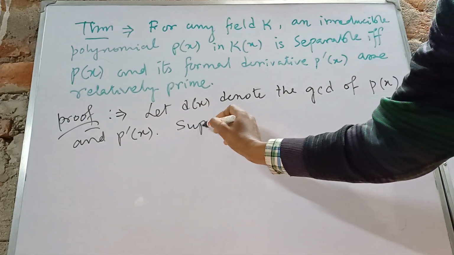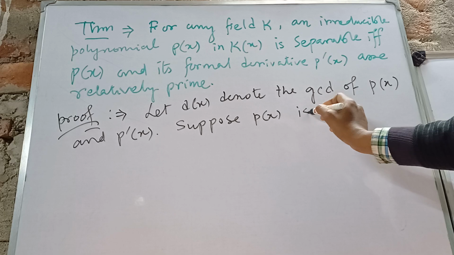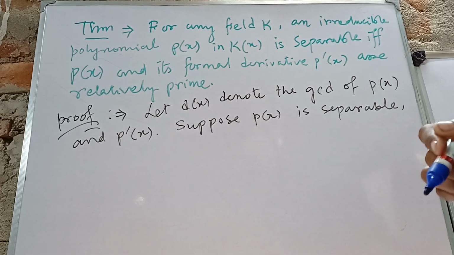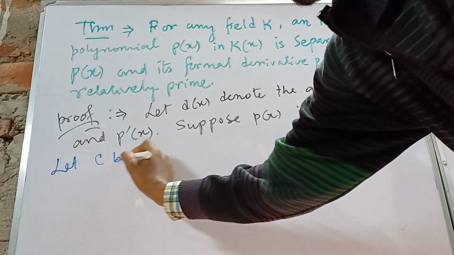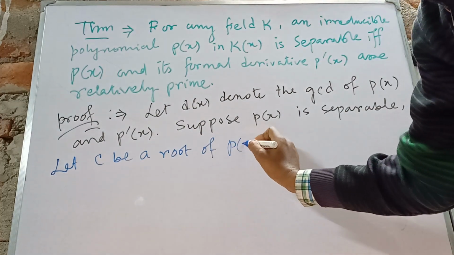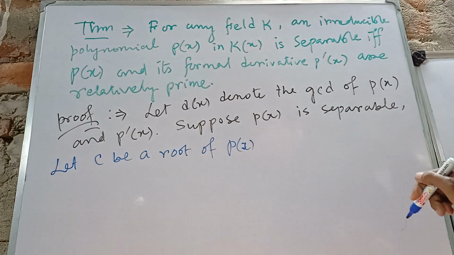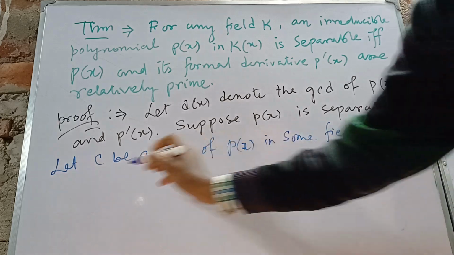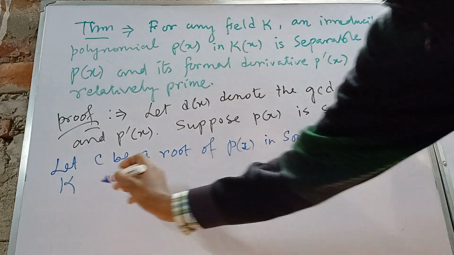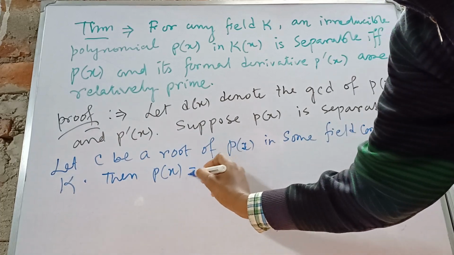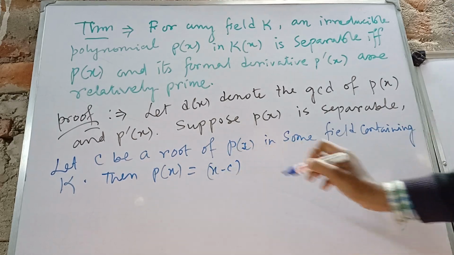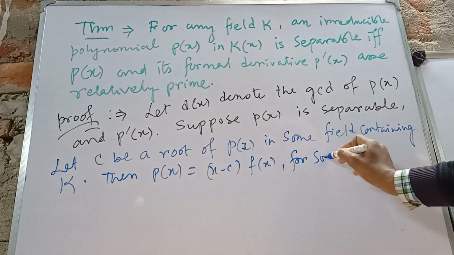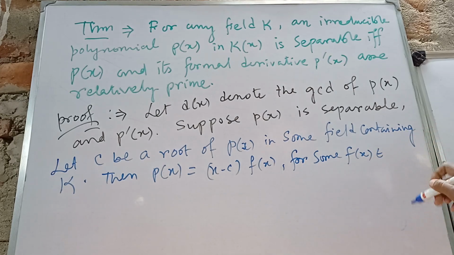Suppose p(x) is separable. Then let c be a root of p(x) in some field containing k. Then p(x) equals (x minus c) multiplied by f(x), for some f(x) belonging to k(c)[x].